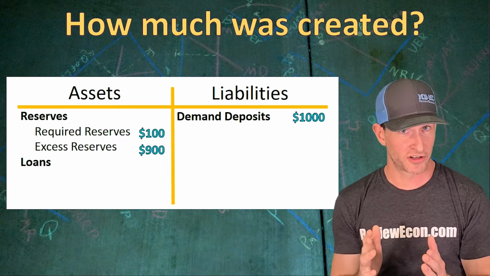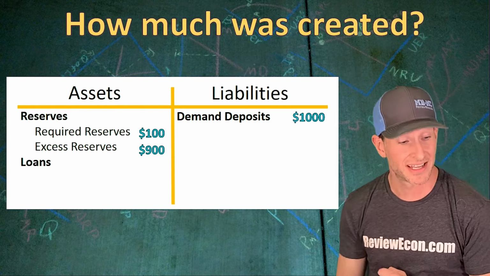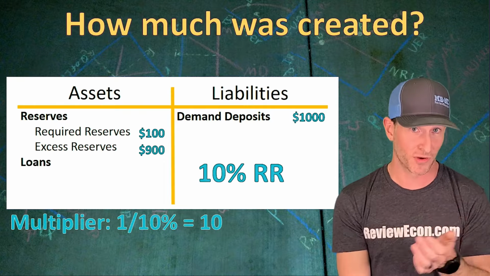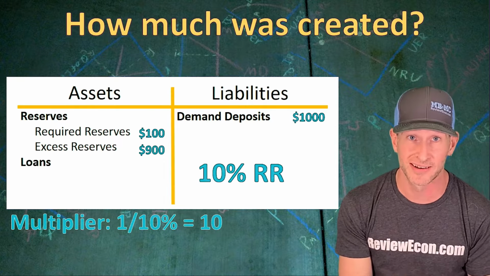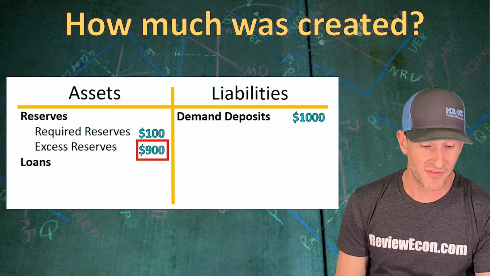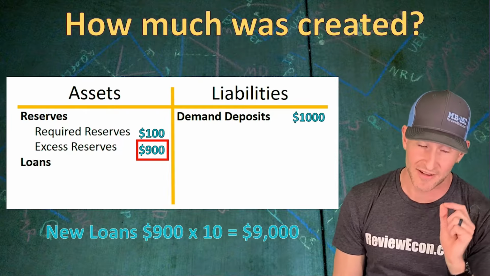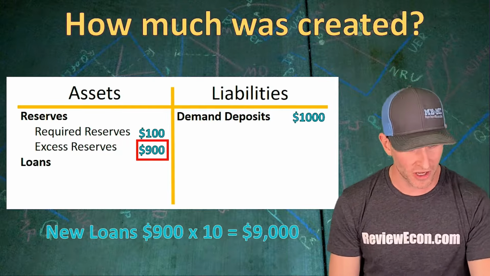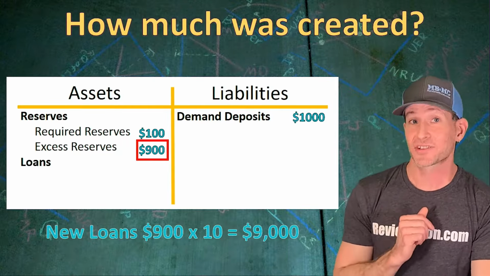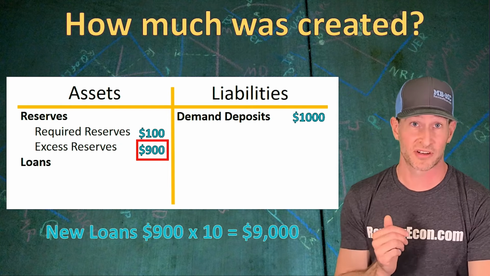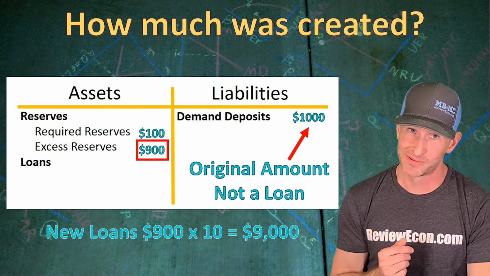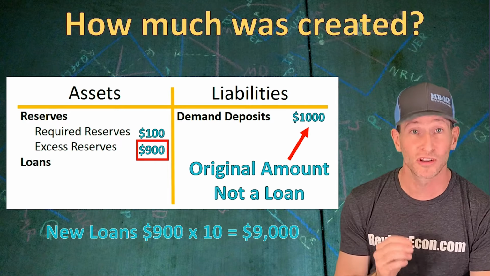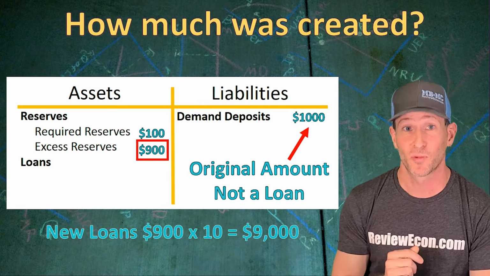So let's look back at that original deposit of $1,000, which gave us $900 worth of excess reserves. With a 10% reserve requirement, we have that multiplier of 1 divided by 10%, which is 10. We have $900 worth of excess reserves. That means we will have $900 times 10, $9,000 worth of new loans that can be created. Now we have to ask ourselves, was that original $1,000 a new loan? Nope. That original amount was not a loan, so we're going to stick with the $9,000 of total loans that can be created from Terry's $1,000 deposit.